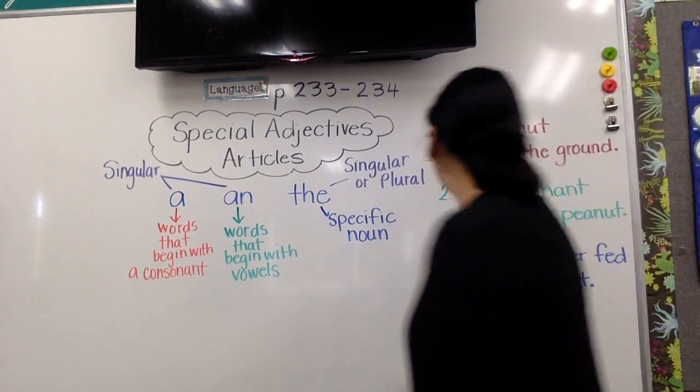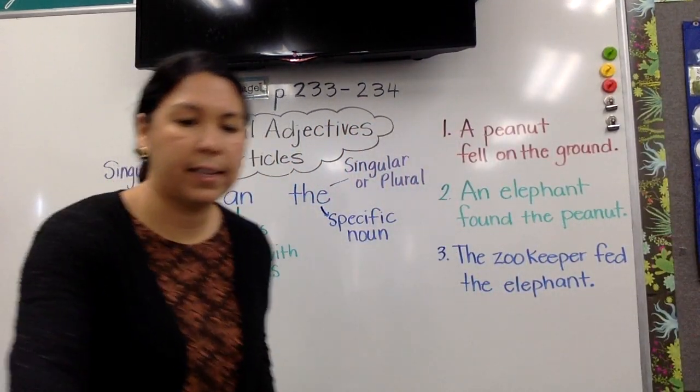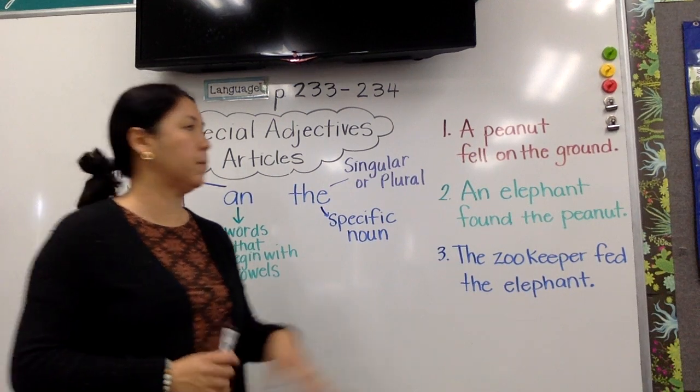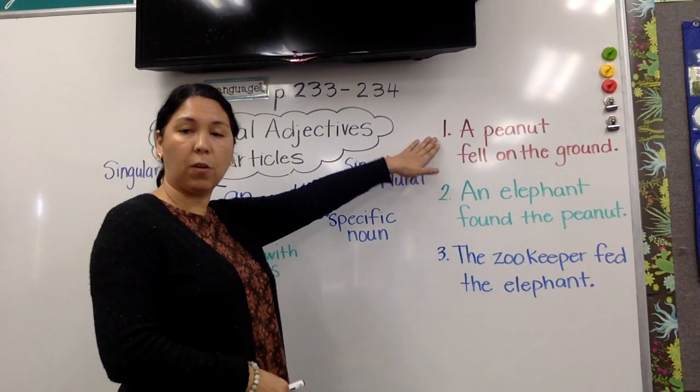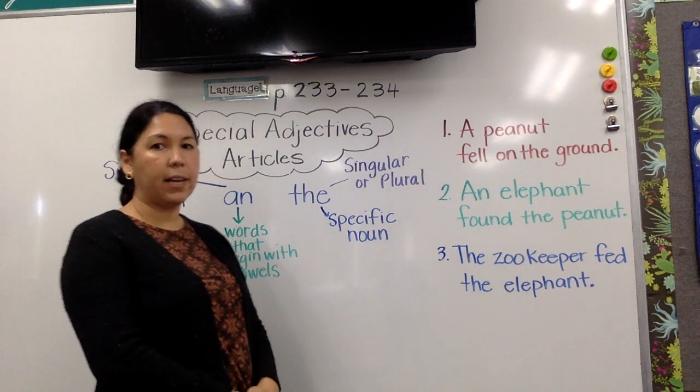So let's look at a couple sample sentences here, and let's see if we can find our articles, okay? Number 1, a peanut fell on the ground. Do you guys see any articles there?